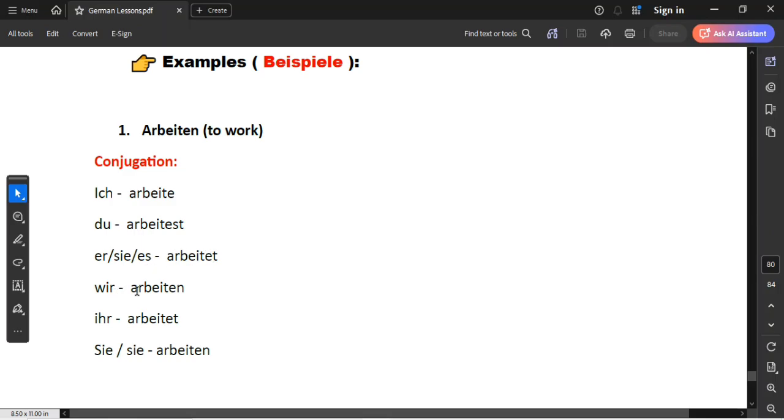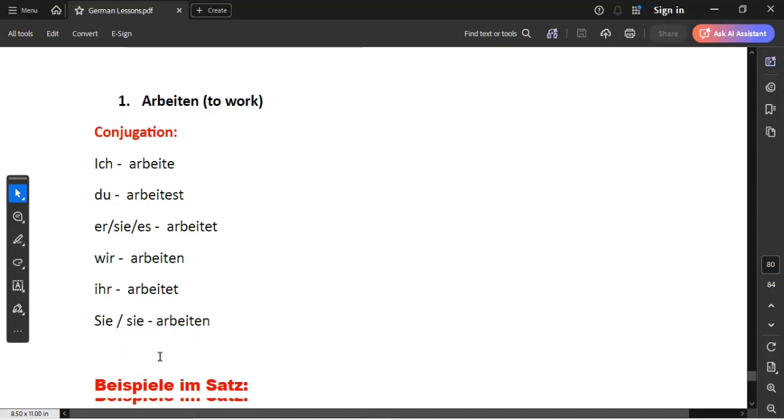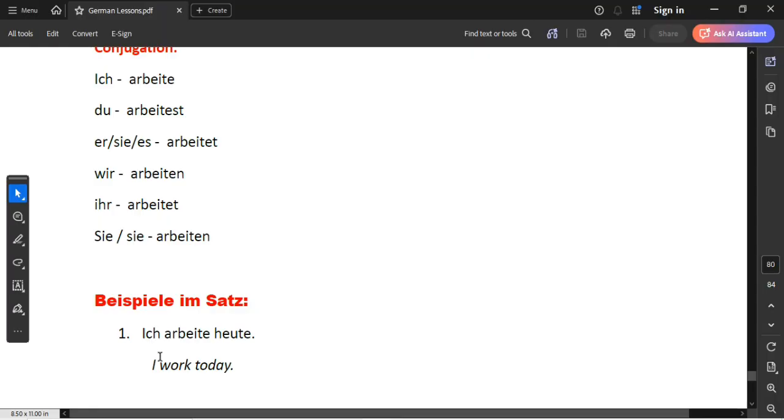Wir arbeiten is going to remain the same. Ihr, we are going to add et. That's why we have ihr arbeitet. Sie is going to remain the same. That's why we have arbeiten. Now, Beispiel im Satz, we have: Ich arbeite heute. Ich arbeite heute. I work today.